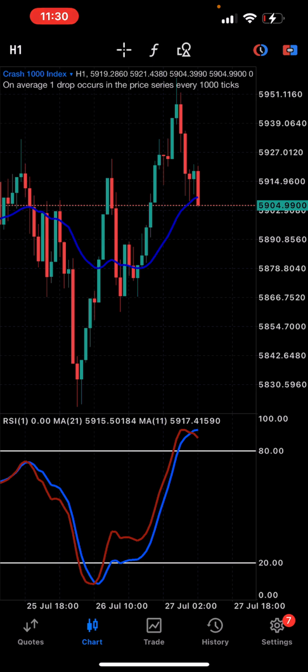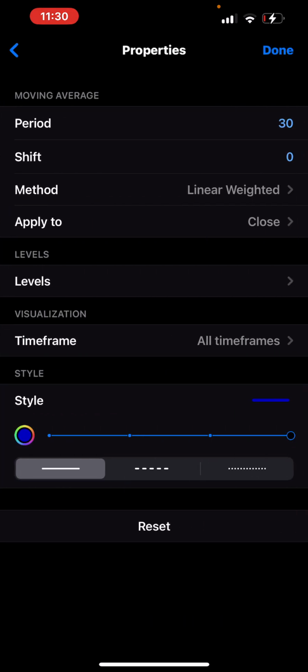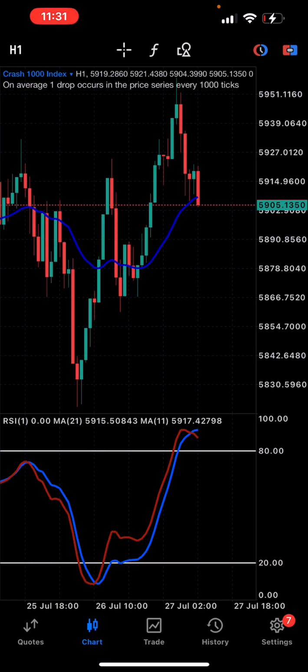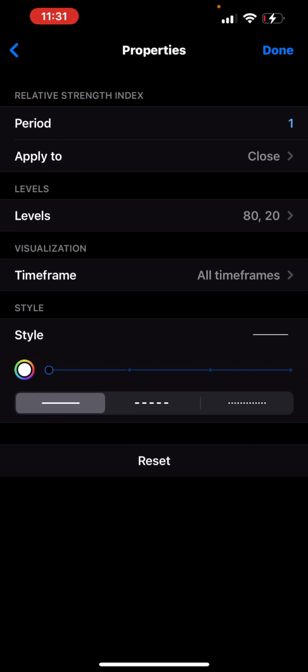So before we start, let me show you guys the settings for this particular strategy. I know I omitted it in the last video. Accept my sincere apologies. So the settings are: moving average 30, shift 0, method linear weighted, applied to close, and then for the level, you put the color, and it should be the last 10. The next indicator is the Relative Strength Index, period 1 applied to close, levels 80 and 20. For the parameters, we have white because we don't want the moving average on the Relative Strength Index to show. When you're done, you just click on done.